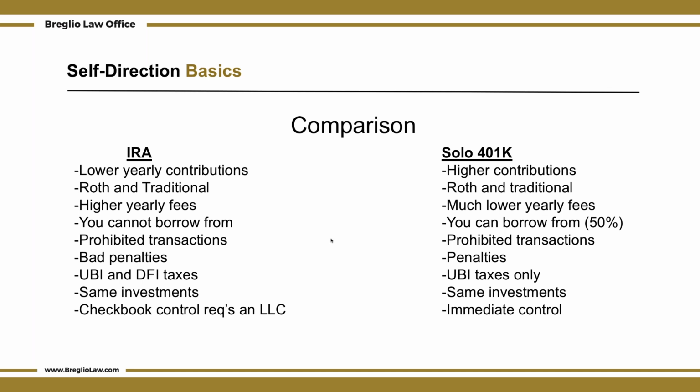Okay, the taxes, the UBIT taxes. Again, this webinar is not going to talk a lot about them. There are two kinds of taxes that can apply to an IRA, and there's only one kind of tax that applies to a 401k. To describe the difference here, the UBI tax, the unrelated business income tax, applies to both. But the DFI, debt financed income, applies to IRAs, but it does not apply to 401ks.